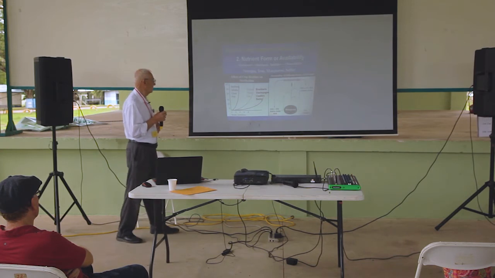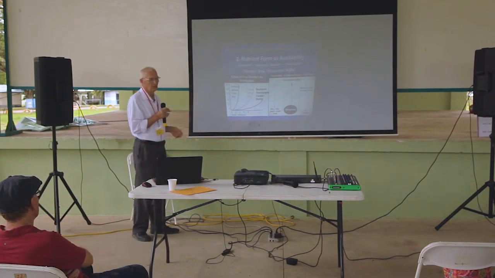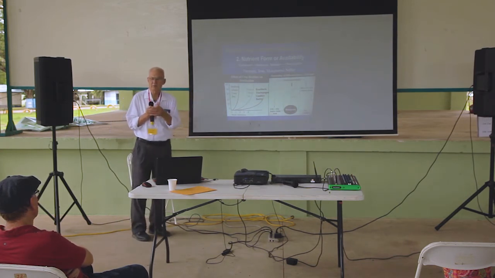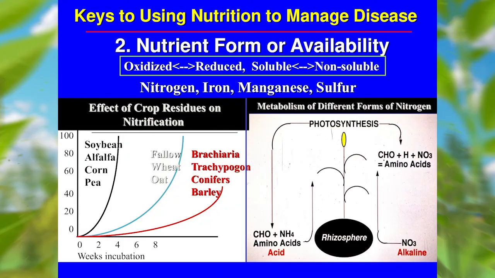But you can also then look at those crops that will delay nitrification and use those as pre-crops or cover crop in your cover crop mix to do as much as you would actually see even with the crop rotation from a disease control standpoint.